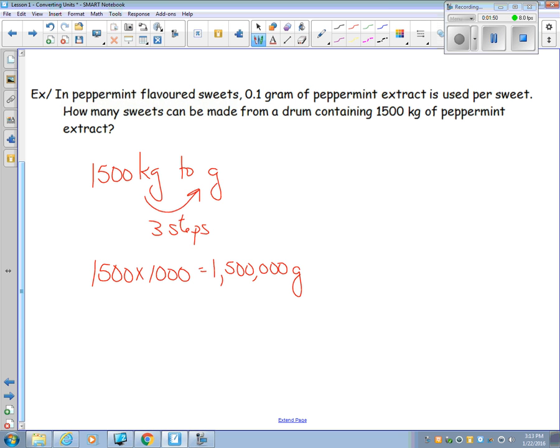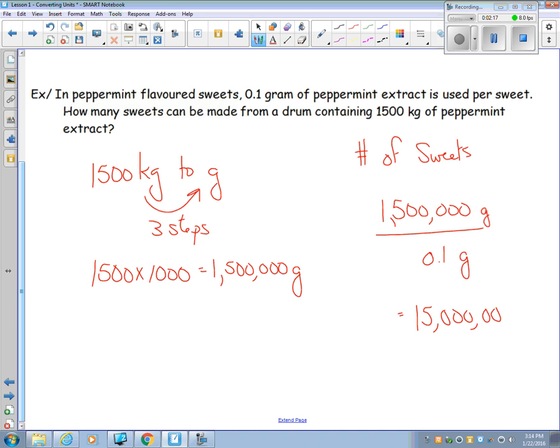To figure out a number of sweets, we can take the amount of extract that we have, which is our 1.5 million, and divide that by the amount of extract we need per sweet. So this is our grams, and we use 0.1 grams per sweet. If we divide that out, we end up with 15 million sweets. And that's sort of how we can use these conversions in the metric system.